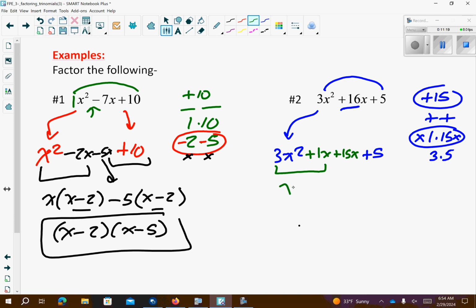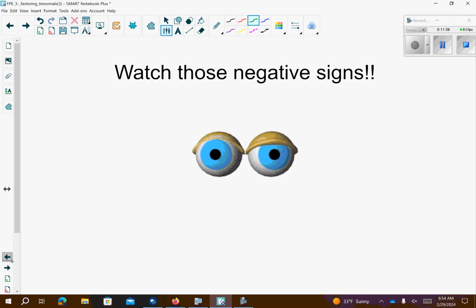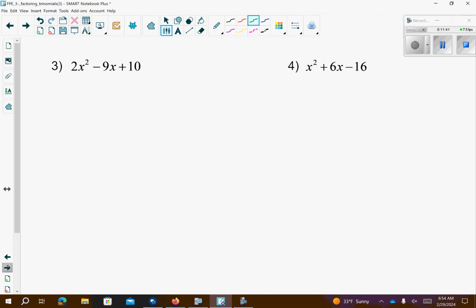So I'm factoring x out of both of those. That leaves me 3x plus 1. Middle sign comes down. Factor a 5 out. So that gives me 3x plus 1. Those are the same. That's what you want. If they're not the same, it won't factor, but they are the same, so it does factor. And there's our answer. So we're saying to watch those signs, okay? Keep that in mind.